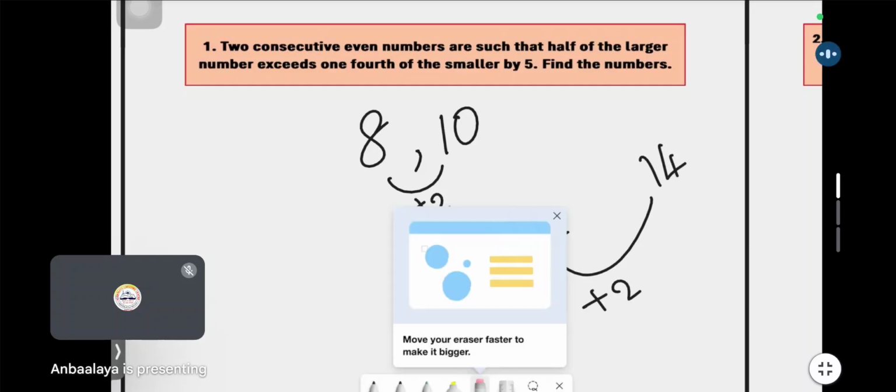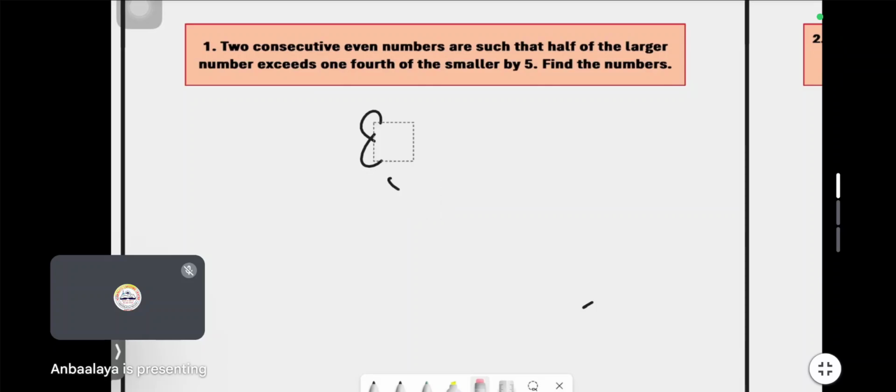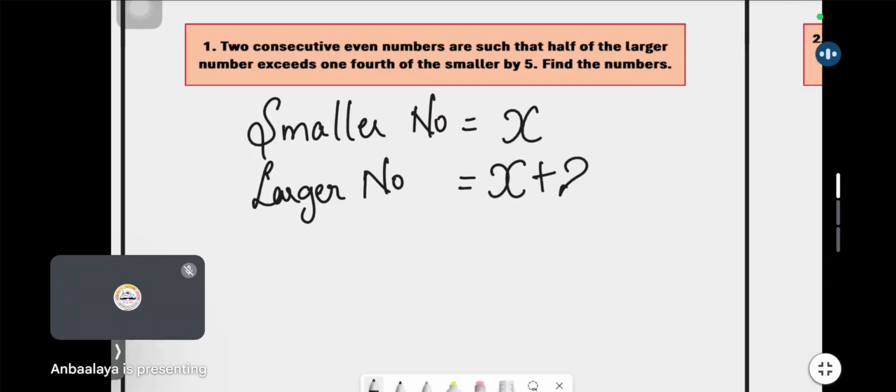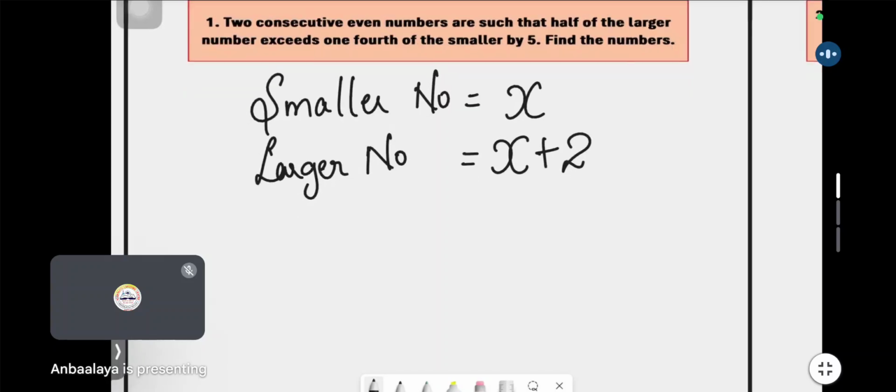So in the same way, I'm going to take two even numbers. The first number, the smaller number, I am going to take as x. For the larger number, if I want to find the next even number, what should I do? I should just add plus 2. So what I am going to do is x plus 2. Very good. Any doubt with this step? How I found these two numbers?